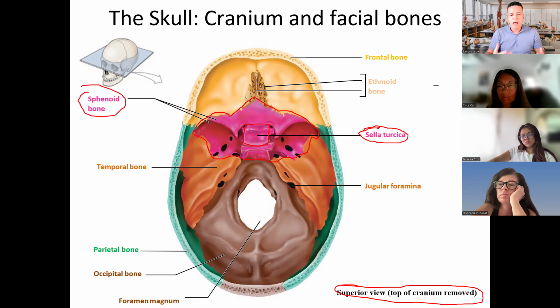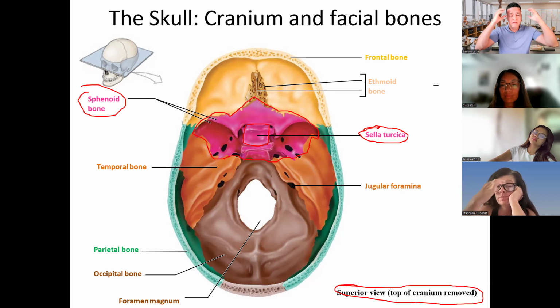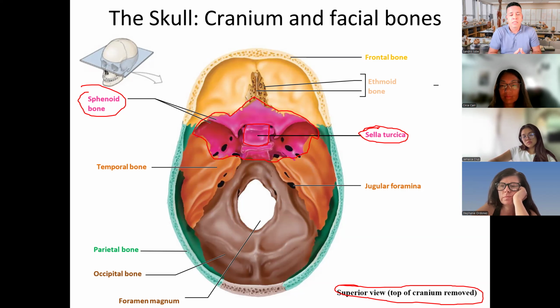What is going to sit right in the sella turcica? Does anybody know? The pituitary gland. We have a very, very important gland called the master endocrine gland, which is the pituitary gland, that controls many other glands in our body. And the pituitary gland is going to sit right there in that little chair, being protected inside of our skull.